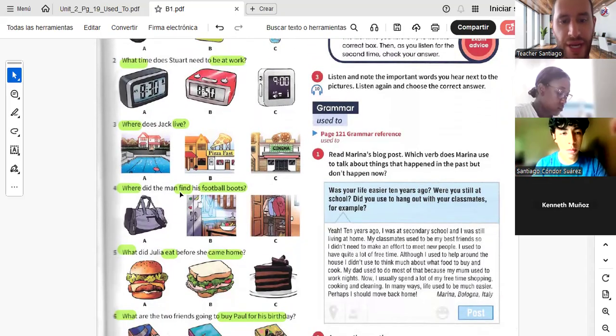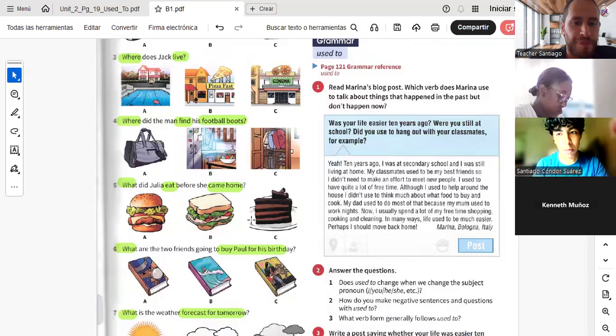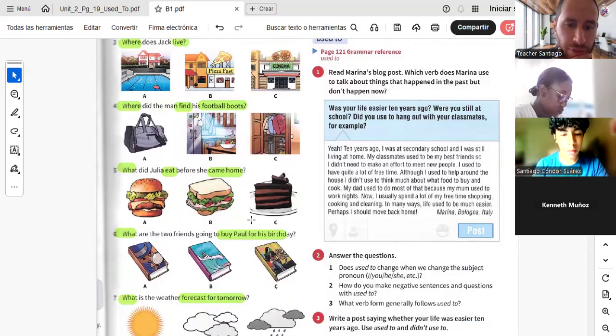Where did the man find his football boots? Back, kitchen, or closet? What did Julia eat before she came home? A hamburger, sandwich, or cake? Chocolate cake. What are the two friends going to buy Paul for his birthday?